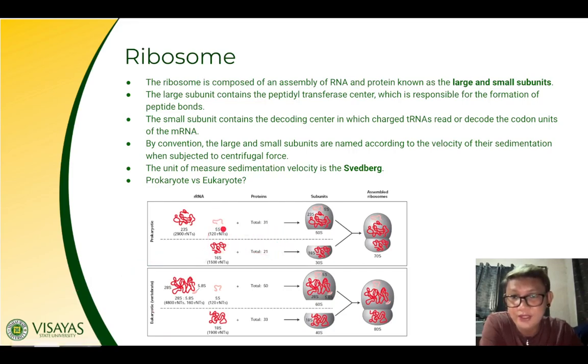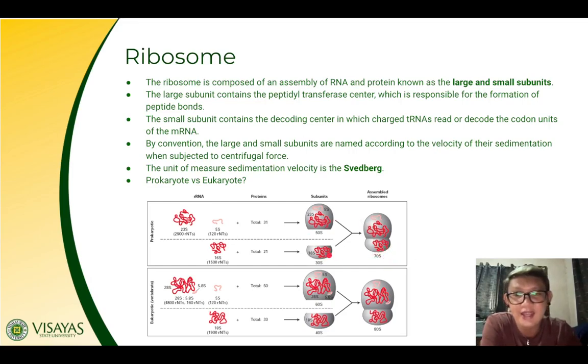So you have here the small subunit in prokaryotes, 16S RNA, and you have here the tRNA plus proteins. Okay, so 16S plus proteins are a total of 21S. Okay, 23S RNA and proteins. However, if you combine them, it will only result in 70S.